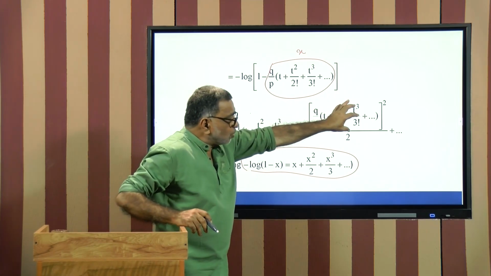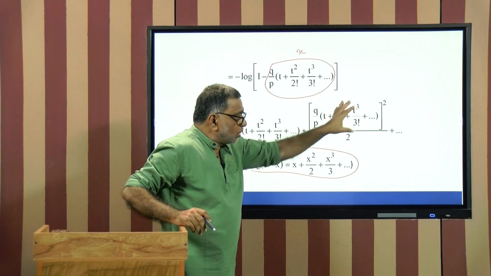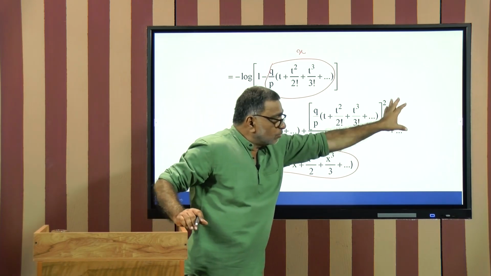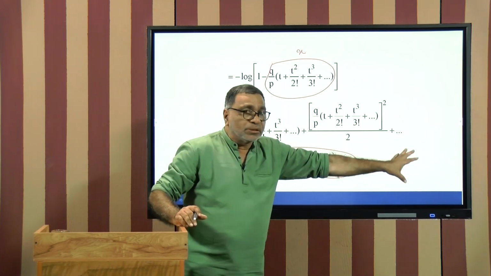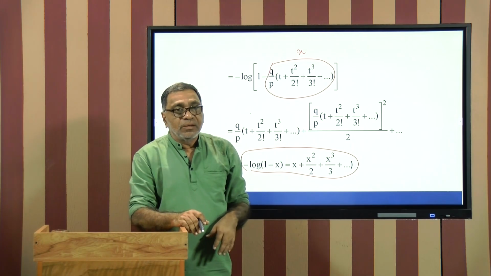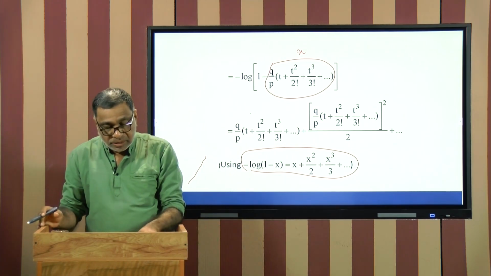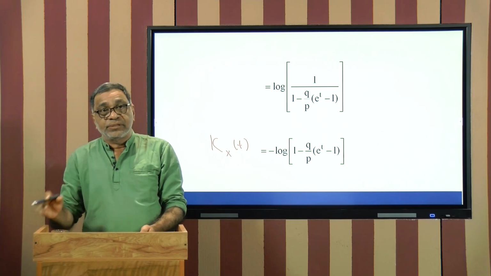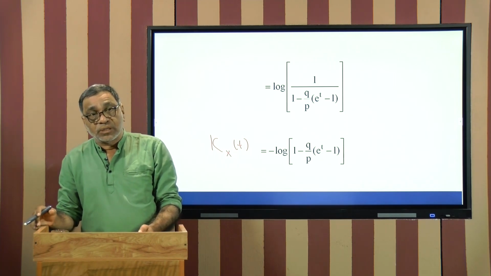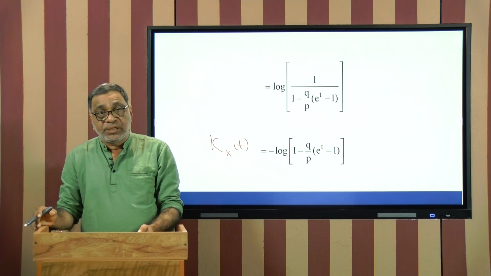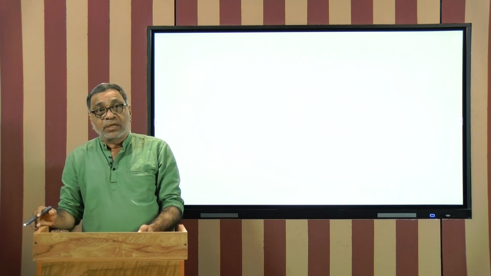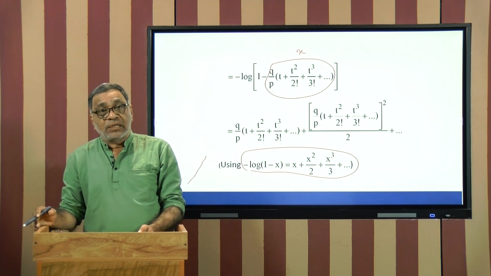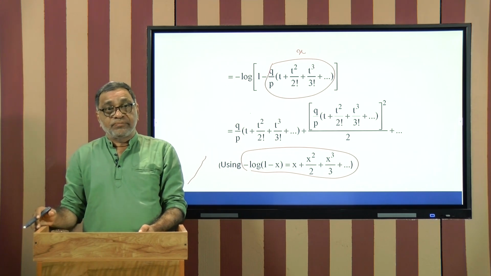Then x square, that is this factor all square divided by 2, plus the factor power 3 divided by 3 plus etc. So, the cumulant generating function, this one, minus logarithm of 1 minus q divided by p (e power t minus 1), that is expanded, and we obtain this expression.